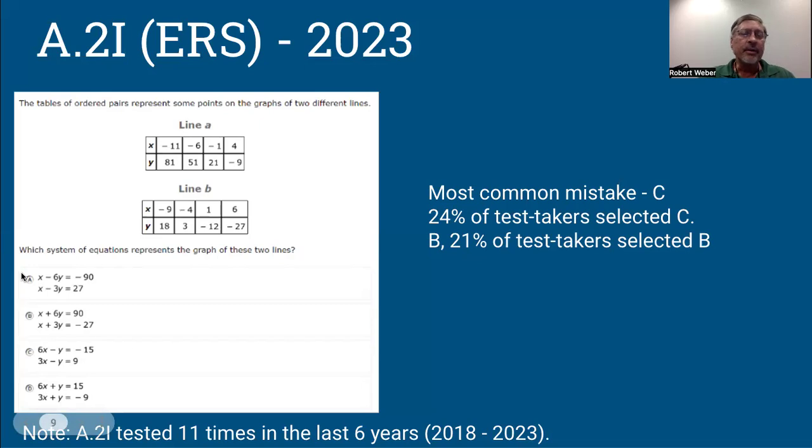This is a heavily assessed area, A2I, 11 times in the last 6 years, so roughly almost 2 times per year.